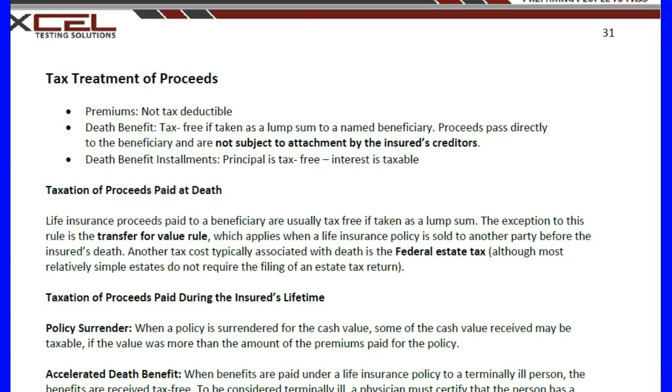Tax treatment of proceeds. Premiums are not tax deductible. Death benefit is tax free if taken as a lump sum. Death benefit installments: the principal is tax free. Interest is taxable. So let's repeat. Premiums, not tax deductible. Death benefit, tax free if taken in a lump sum. Death benefit installments, principal tax free, interest taxable.